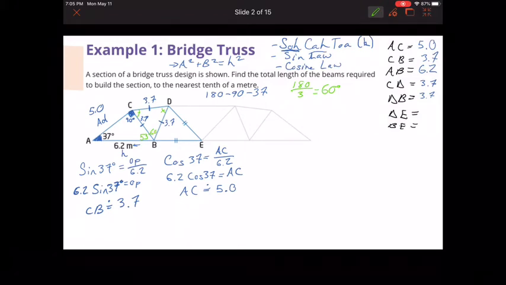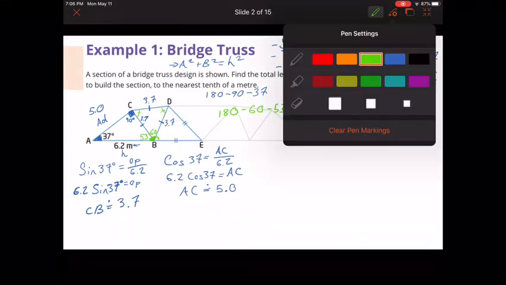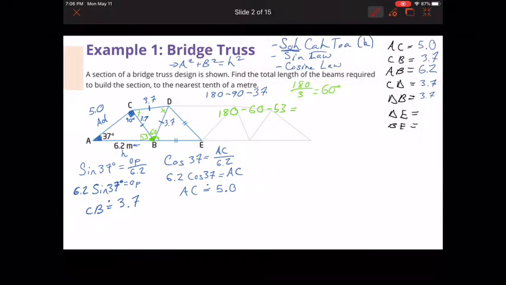Now we also know a straight line is 180 degrees. Again, so 180 degrees minus 60 degrees for this one, and 53 degrees for this one, means that our last angle B is 67 degrees. So now I've got one side and one angle. So I still need some more information. So think about this one.